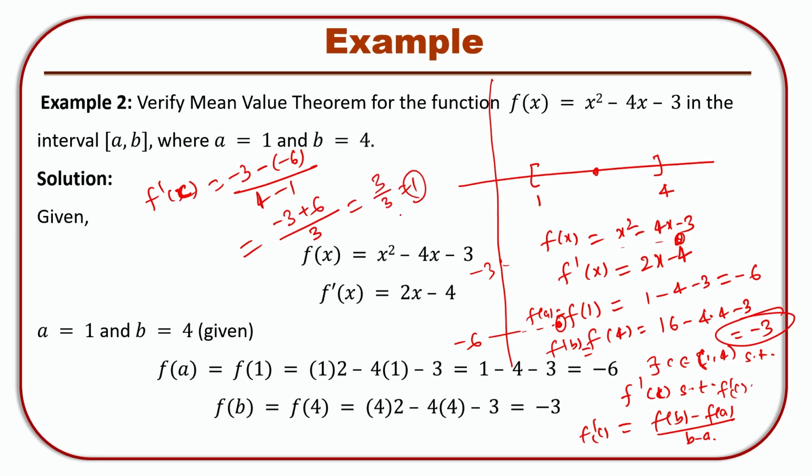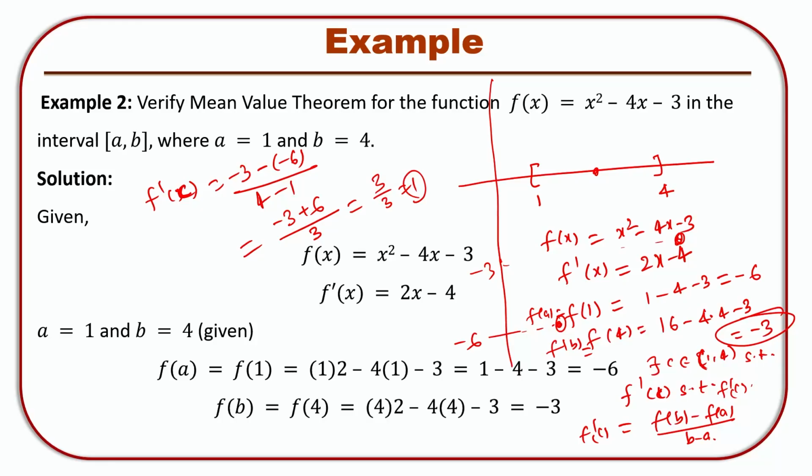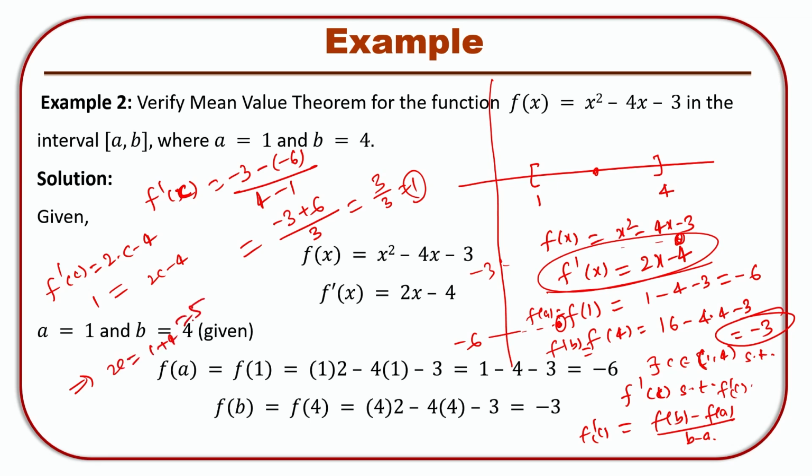So now I have a point c lying between 1 and 4 such that the derivative, or the slope of the curve of the function at that point, is going to be 1. Now I will find that point c. To find it, look at f'(x). So f'(c) is equal to 2 into c minus 4, and this is given as 1. So 2c minus 4 equal to 1, which means 2c is equal to 1 plus 4 equal to 5. So c equal to 5 by 2, that is equal to 2.5.